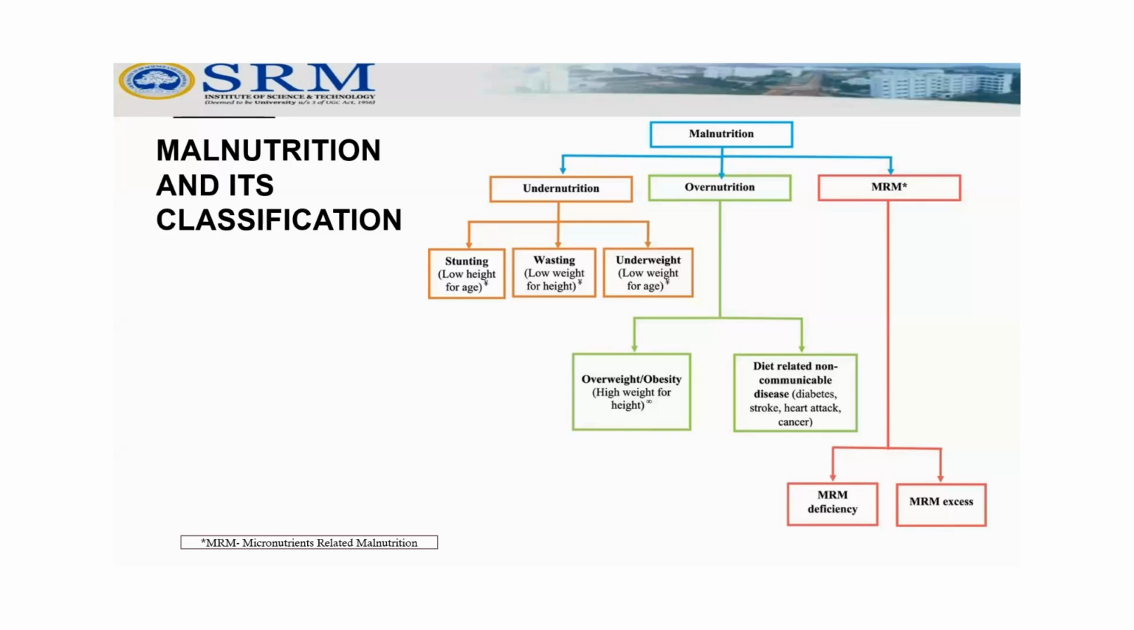Whatever malnutrition related classifications are put in the slide play a key role in designer food development. So please have a look at this malnutrition classification. When we are developing a product, we can target any specific group. Do we need to develop a designer food for stunting or wasting, underweight, overweight, or diet-related non-communicable disease, that is diabetes, or those who are having cancer or cardiovascular diseases, or MRM deficiency, or excess MRM? Whom are we targeting? That is very important.